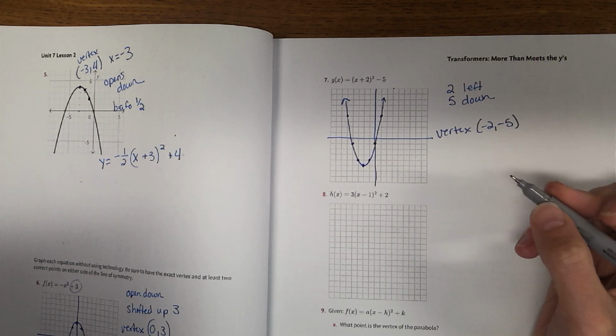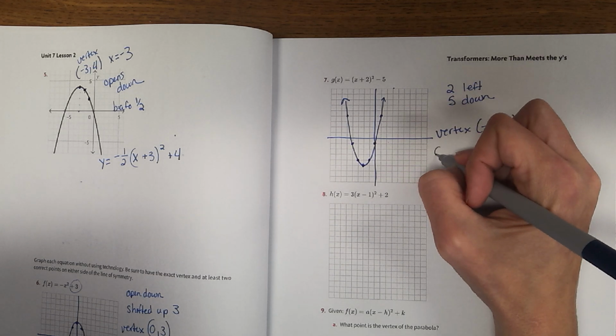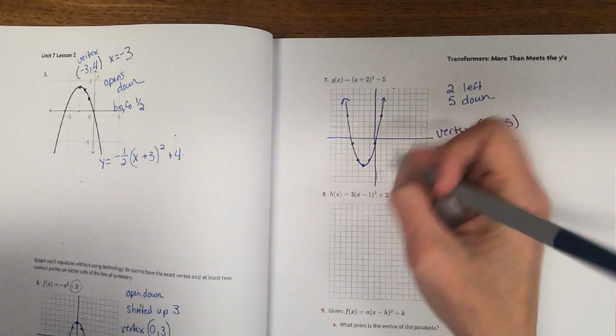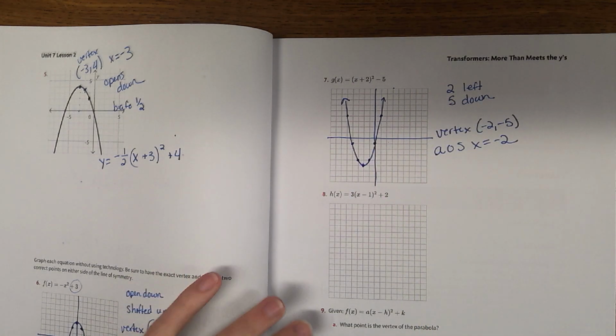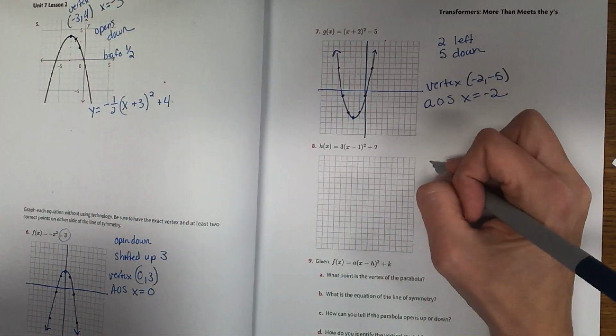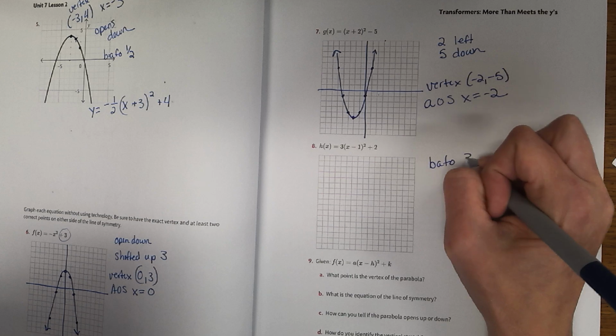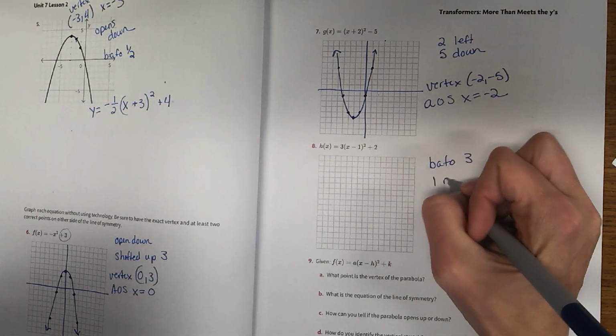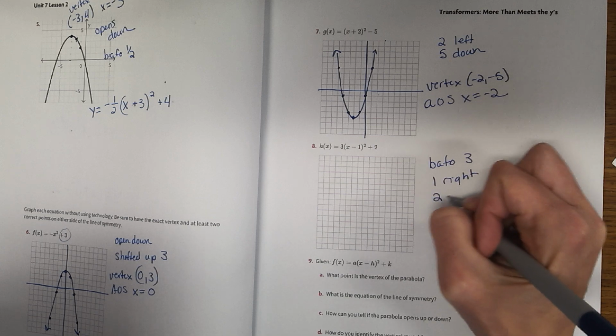Hopefully you're starting to make some connections with this. Our axis of symmetry, our AOS, is going to be at x equals -2, right? Okay, let's keep rolling. We got one more. What things do we notice? Yeah, we have by a factor of 3. We seem to be moving 1 to the right and 2 up.